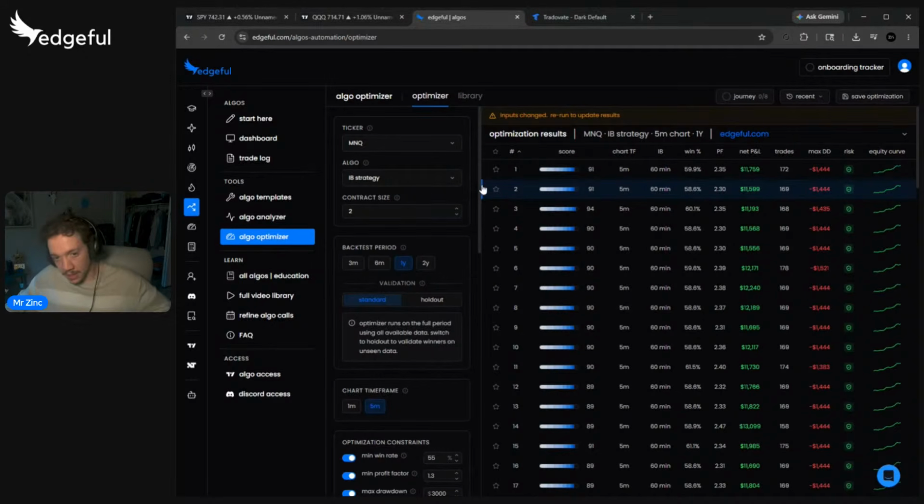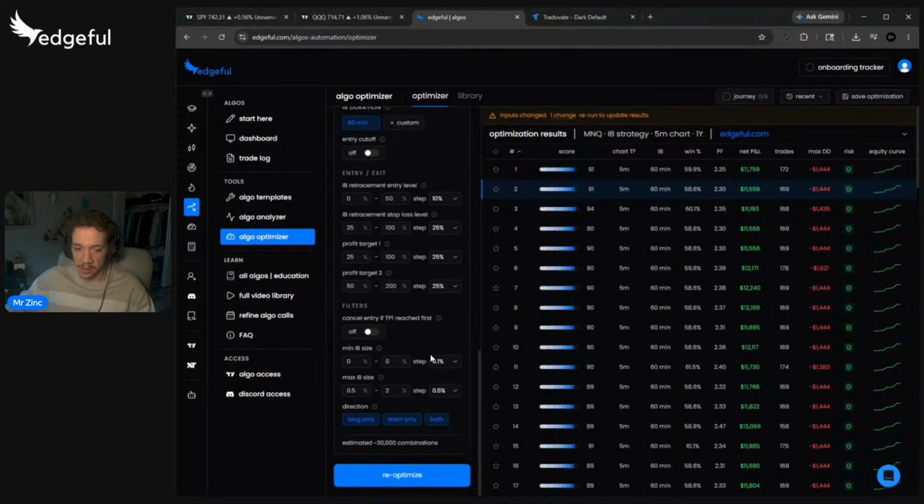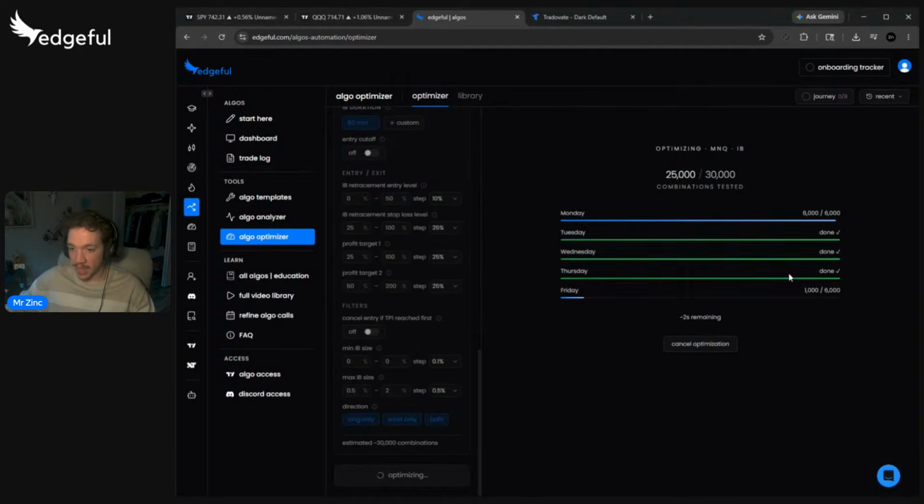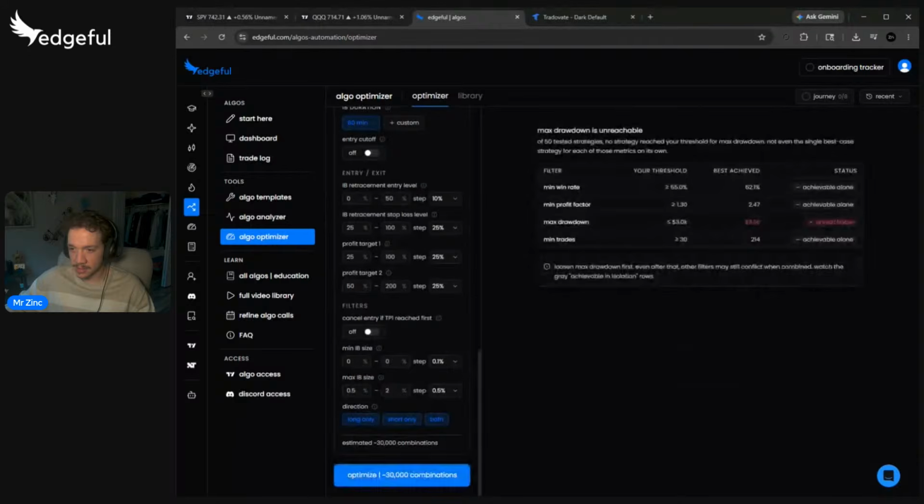And better yet, you can start increasing your size based off the risk calculator. So I can go and increase this up to 6. It says that it was 2. And we go and run this, re-optimize. This is how fast it gets done, by the way. It optimizes 6,000 trades, 6,000 trading days. And it says max drawdown is unreachable.